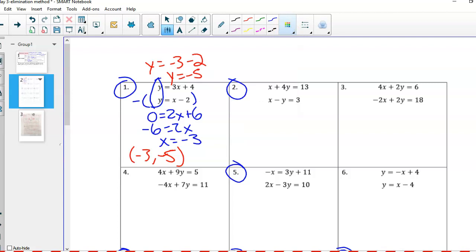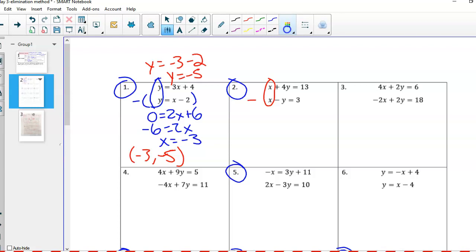Right. For number 2, do we have a variable with the same coefficient? X. X. Hey, I got it right. Could we add these two together to eliminate them? No, we would need to subtract.